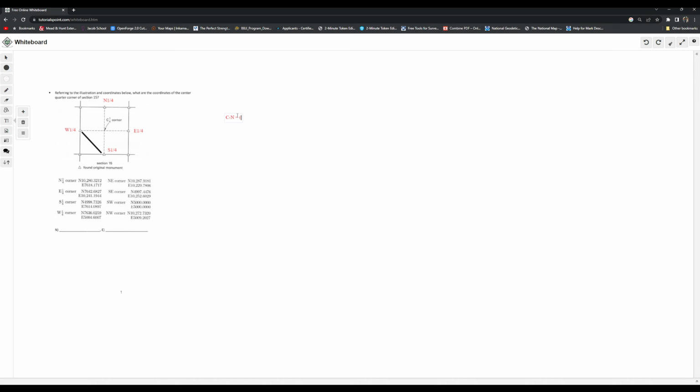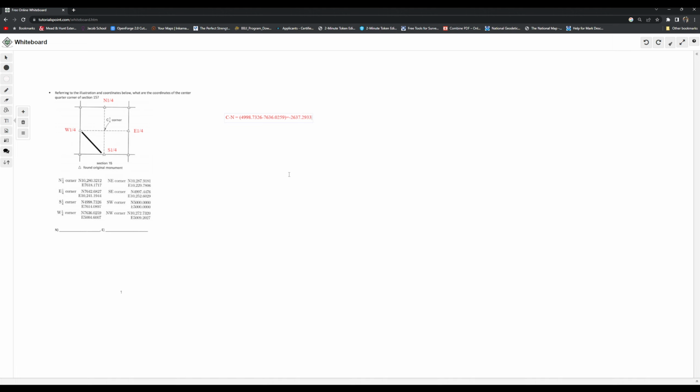So the first thing we're going to do is put in 4998.7326. That's the northing for the south quarter corner. So 4998.7326, and subtract the northing for the west quarter corner, minus 7636.0259. Right? Now you get out your calculators, and I'm actually going to have to do this right here. I have it, but where's the fun in that? 4998.7326 minus 7636.0259.